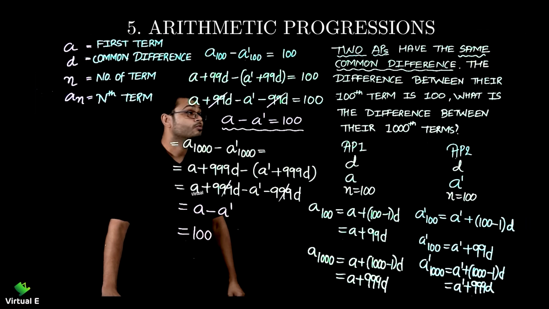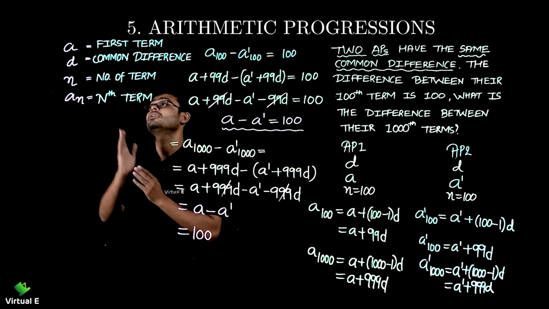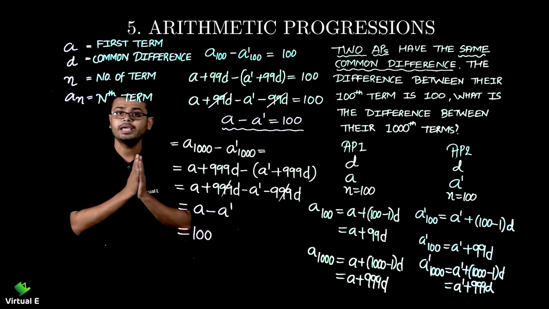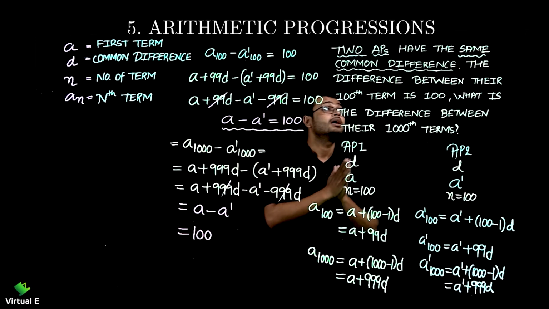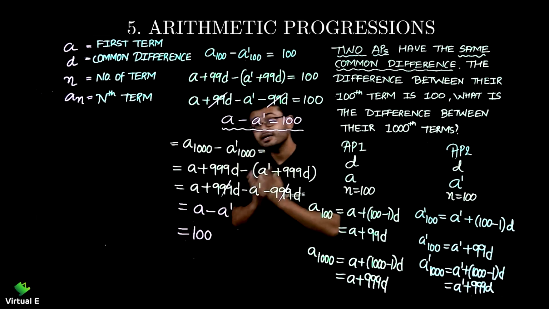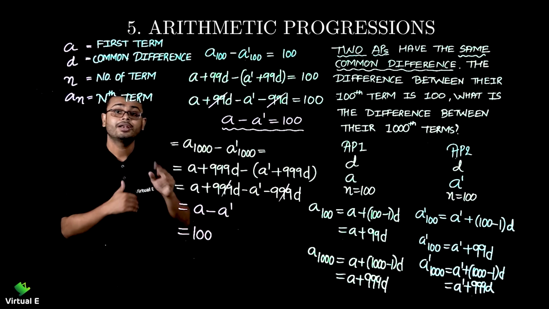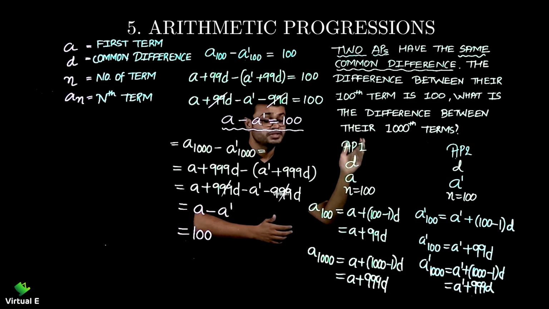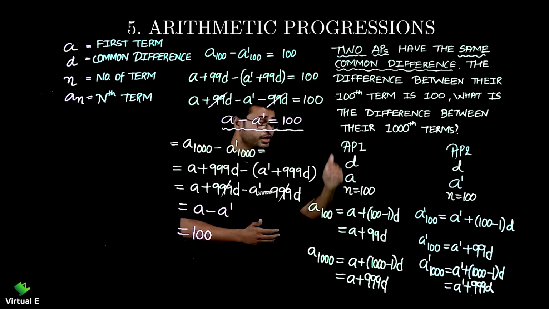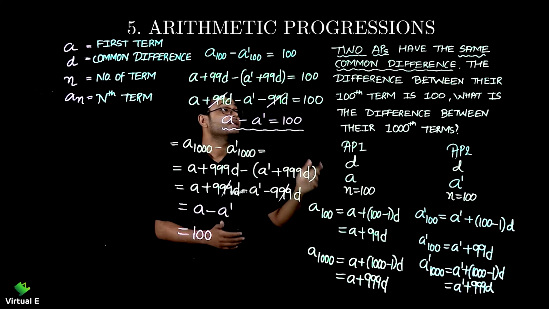Very simple. The question looks very difficult when you read it, because two APs are given and neither AP is specified, not even A, not even D, only N is mentioned. So how to approach? First of all, understand the question properly. What are the conditions given over here? Very, very important: if you don't understand in one read, read many times. The very important condition is the common difference D, then we are talking about the 100th term. So get the 100th term for each AP and take the difference.